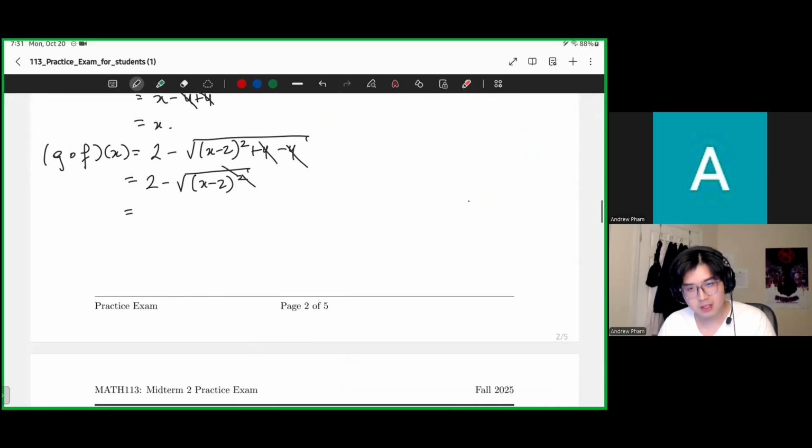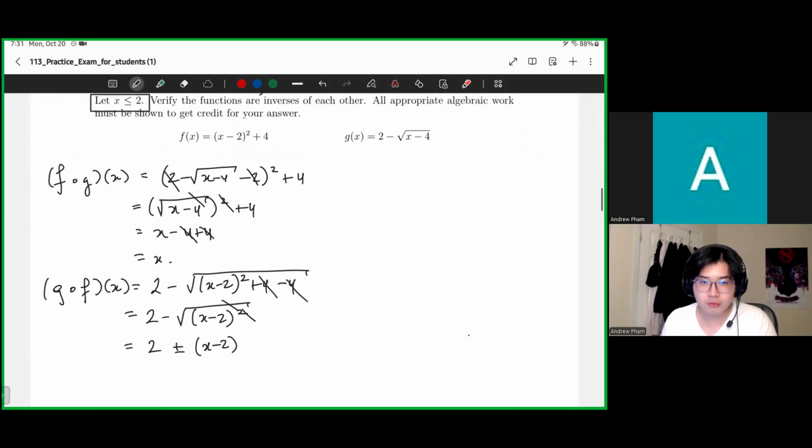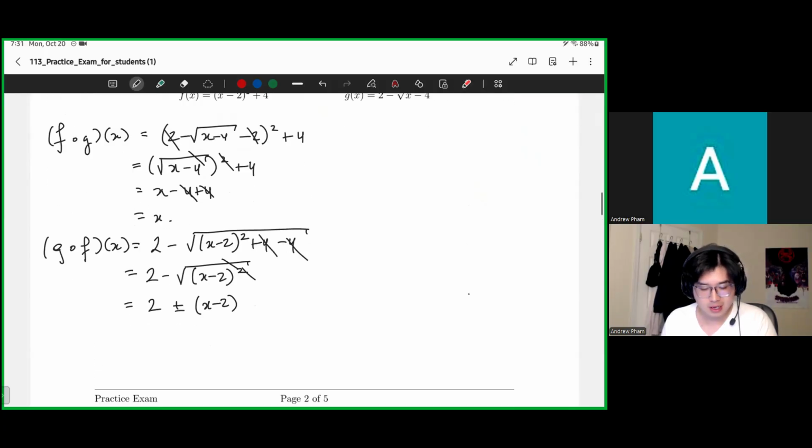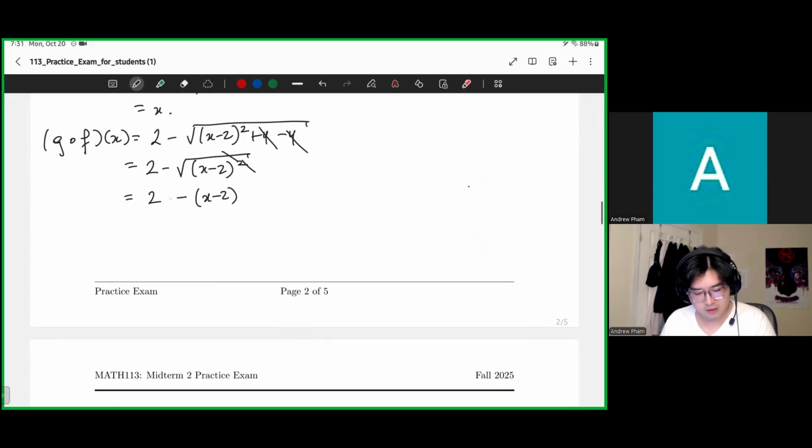But what I'm left with, if I didn't have the domain restriction, was plus or minus x minus 2. But since I'm taking x to be less than or equal to 2, this quantity will be negative, right? If I take x to be less than or equal to 2, this quantity is either going to be 0 or it's going to be a negative number. So I have a negative times a negative, which gives me a positive, right? This negative is here, so I have a negative times a negative. Oh, I should make that clearer.